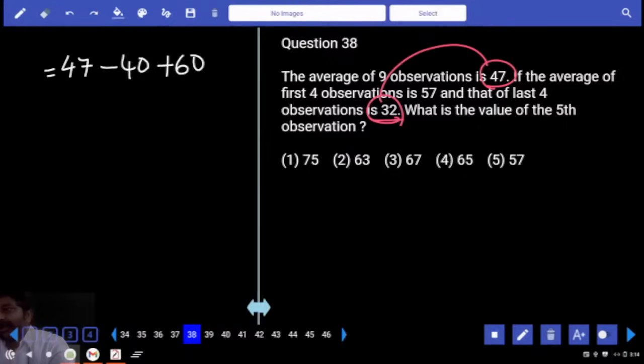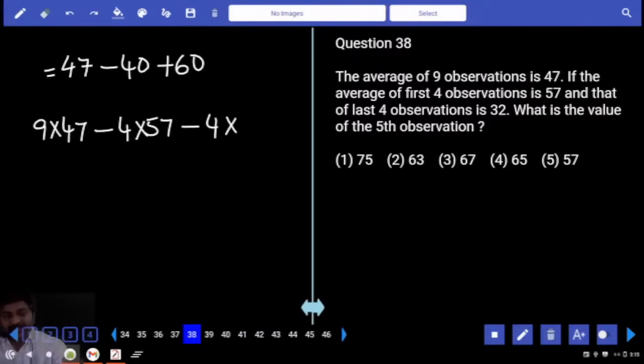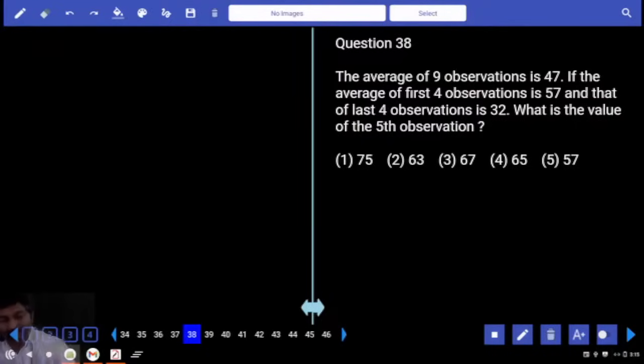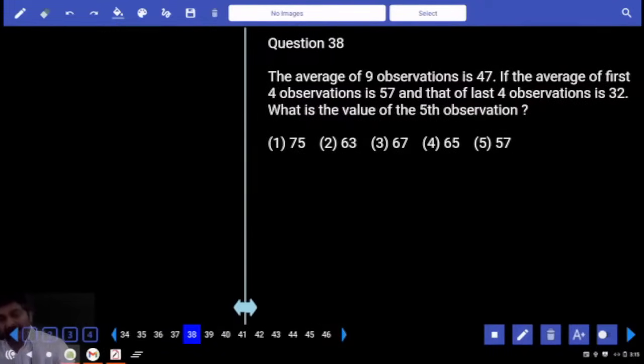Got it? In a traditional method, you are supposed to do like this. 9 number sum is equal to 9 into 47. First 4 numbers subtracted whose average is 57. Last 4 numbers sum subtracted whose average is 32. This is what you are supposed to calculate. Even if you do that, you will get 67. Got it? Yes? Right. So to make you understand this, I'll explain at the end of the session.